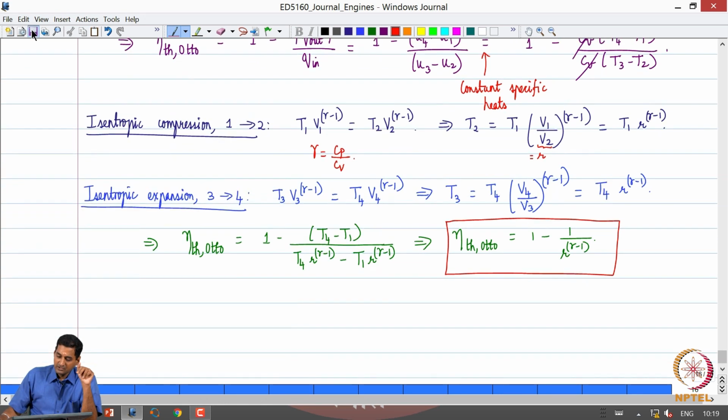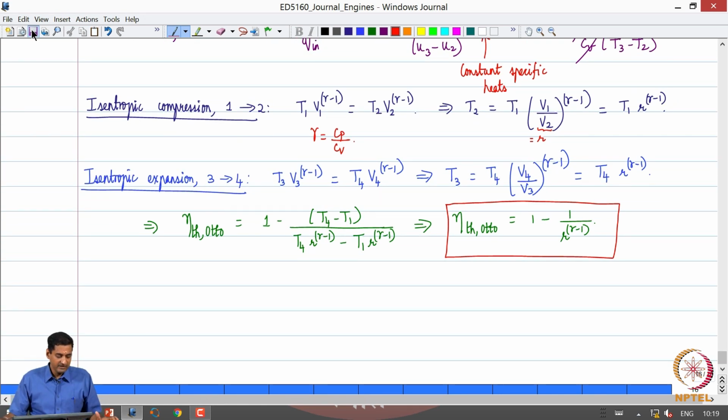So the thermal efficiency of the air standard Otto cycle depends only on the compression ratio R. We can immediately observe that as the compression ratio increases, the thermal efficiency also increases, because as R increases, R^(gamma minus 1) will increase, its reciprocal will decrease, and we are subtracting a smaller number from 1. So the thermal efficiency will increase.